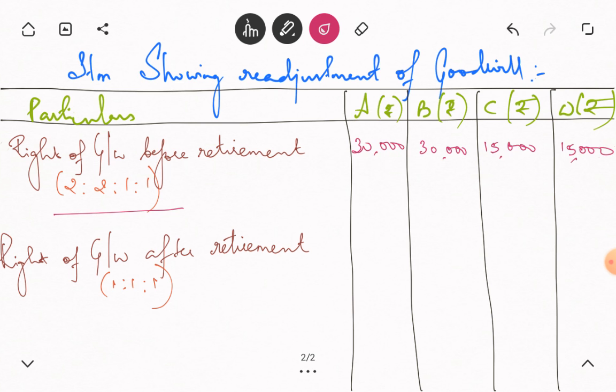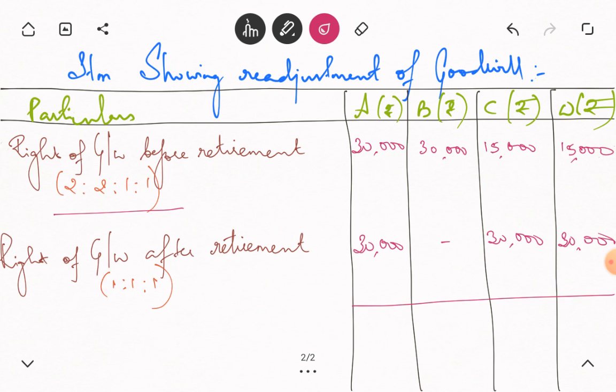Okay, so as per the old partnership firm's ratio, this is how you're going to be sharing the goodwill. However, in the future, they're saying the goodwill is to be shared after retirement in the new ratio. So in the new ratio, the goodwill is going to be 30,000 for A, for B nothing, for C it'll be rupees 30,000, and for D it'll also be rupees 30,000. Now, I want to see what is the difference between the old share of goodwill and the new share of goodwill.